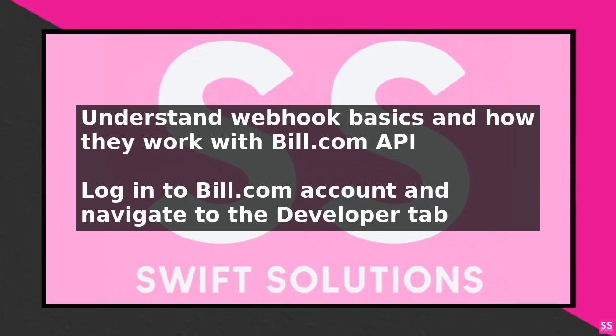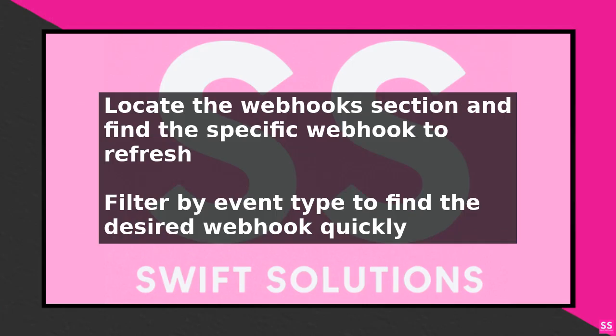First, you need to log into your Bill.com account and navigate to the Developer tab. This is where you can manage your API keys and webhooks. If you do not see the Developer tab, you may need to contact your account administrator to enable it for your account. Next, locate the Webhooks section and find the webhook you want to refresh.